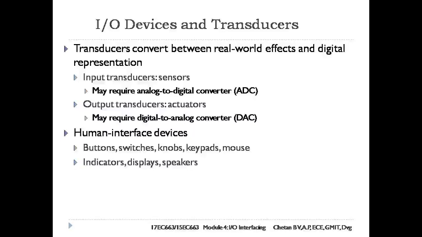An output transducer uses an electrical signal to cause a physical effect. A digital to analog converter or DAC may be required for this process. Electromechanical transducers are a category of devices called actuators. Human interface devices in digital systems include buttons, switches, knobs, keypads, mouse, indicators, displays, and speakers.